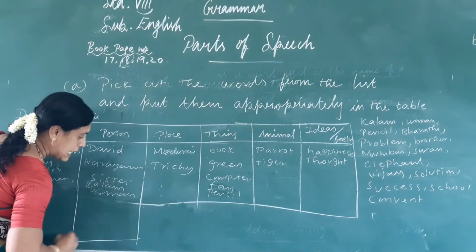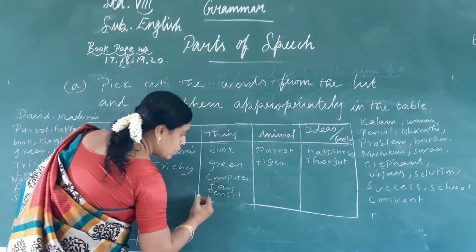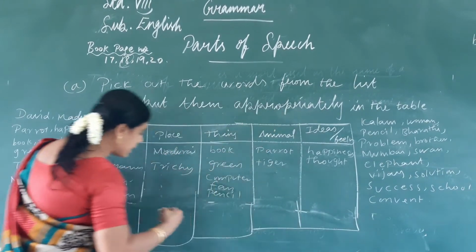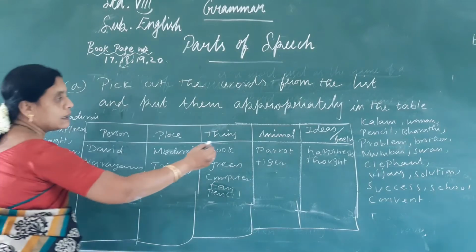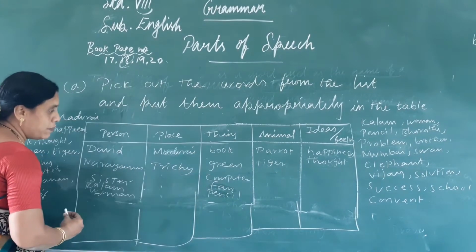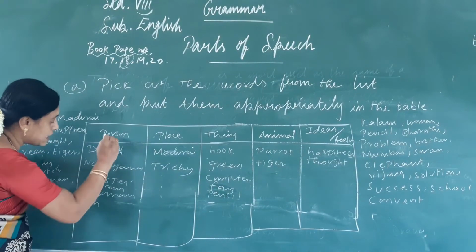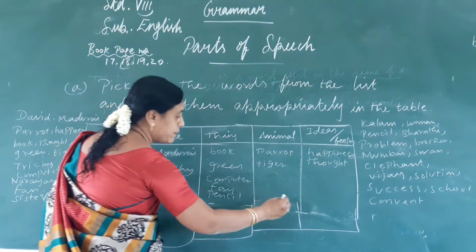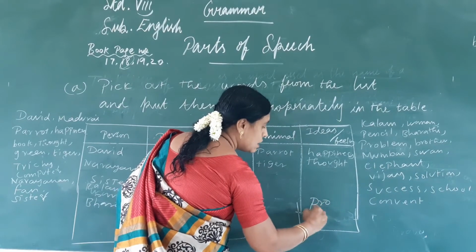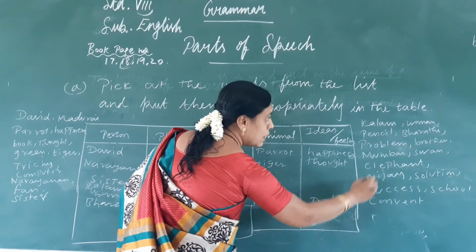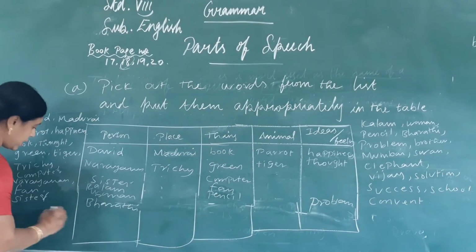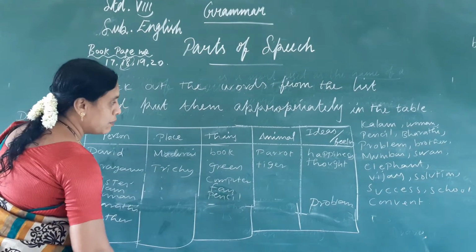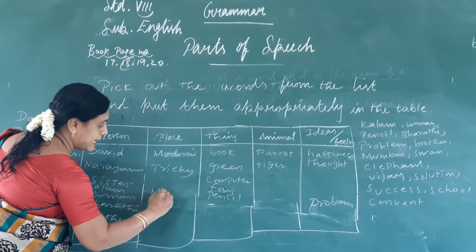Here you enlarge the boxes. If you don't have place at all, you can write in another table column. Bharati, I want to write in the person. And next word is problem. You have to write in feelings. Here brother, you want to write in person. And next one is Mumbai, the name of the place.